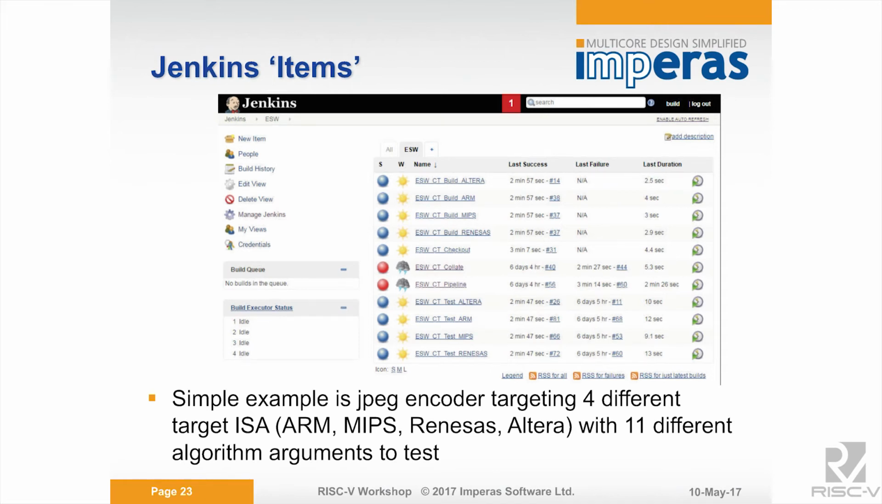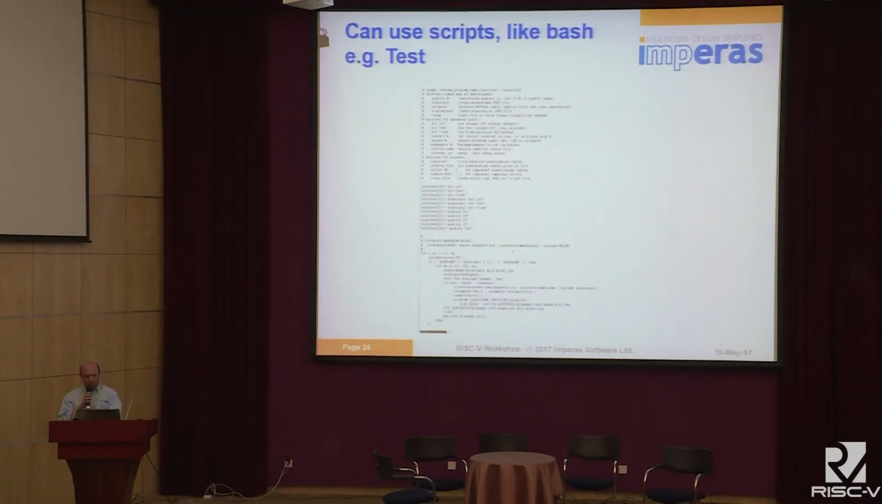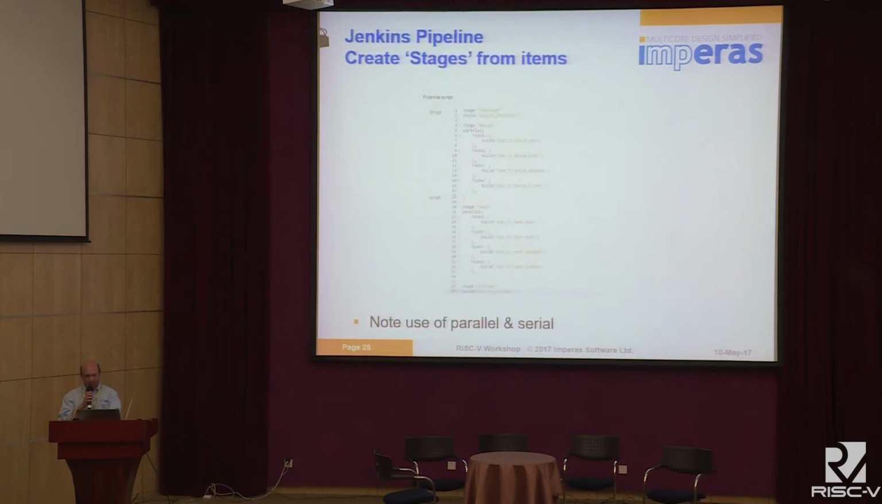but it's representative of the sort of things that happen in embedded systems companies. So these individual items, those line items in the previous screenshot, can use make to go and build. These scripts like bash to do testing. Then they run through these various stages.